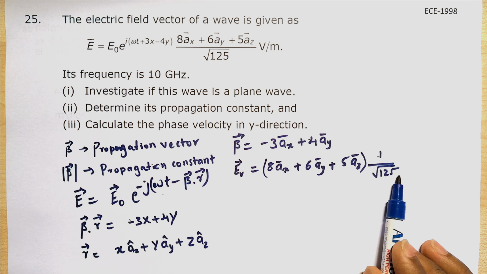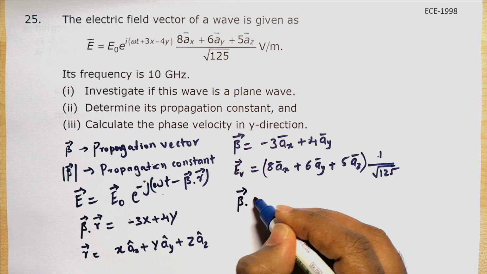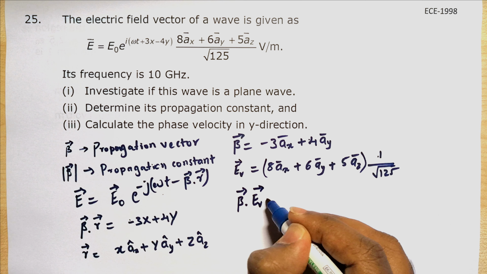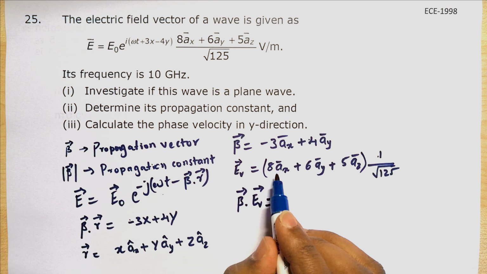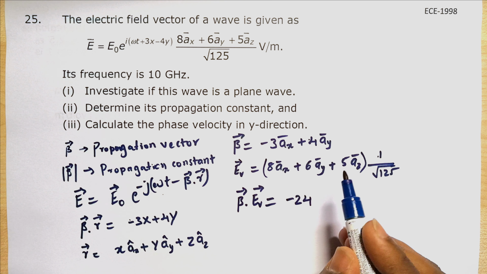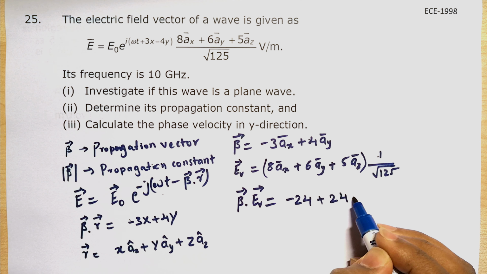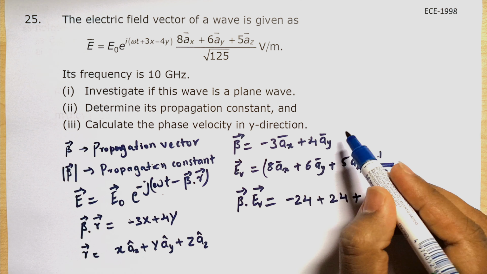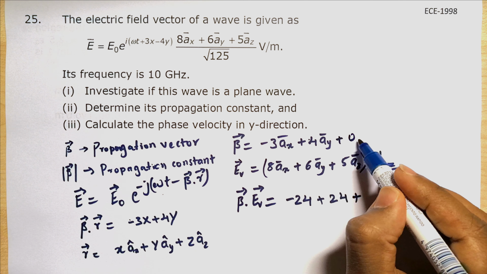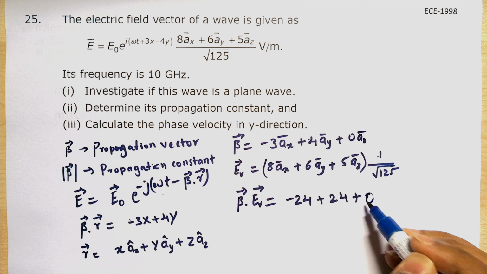Let's ignore this part here. So just beta dot E is equal to, once you do this, minus 24 plus 24 plus, if you assume that there is just a 0 component here, which is az, so this becomes 0.